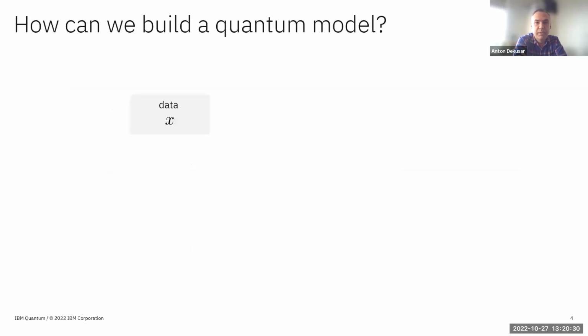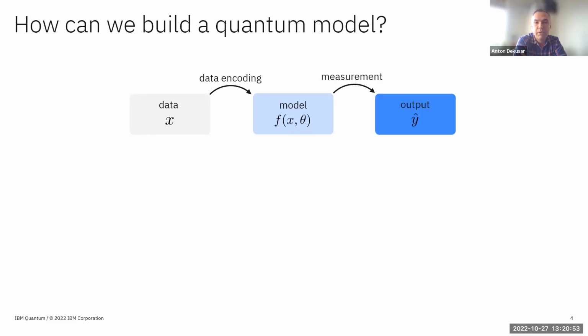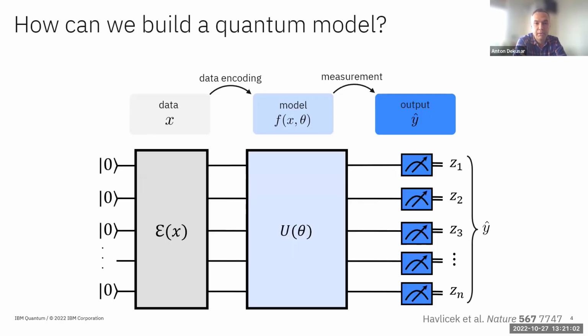So how can we build such a model? We have data, then we have to apply data encoding. You may find it sometimes called a feature map or embedding. Basically, this is the way we convert our classical data into a quantum representation. Then we apply our model, and then we measure the outcome, and we have to convert our quantum results into a classical representation again.